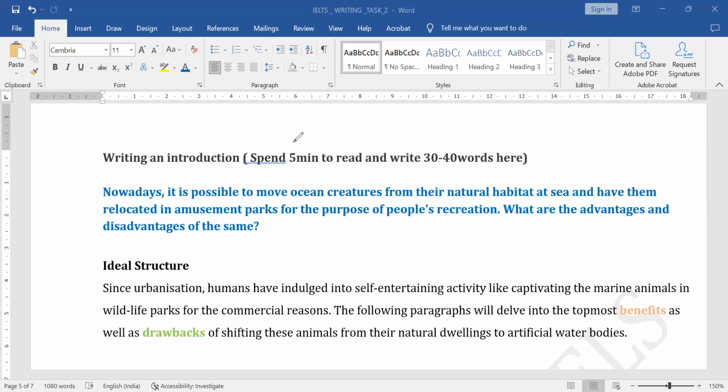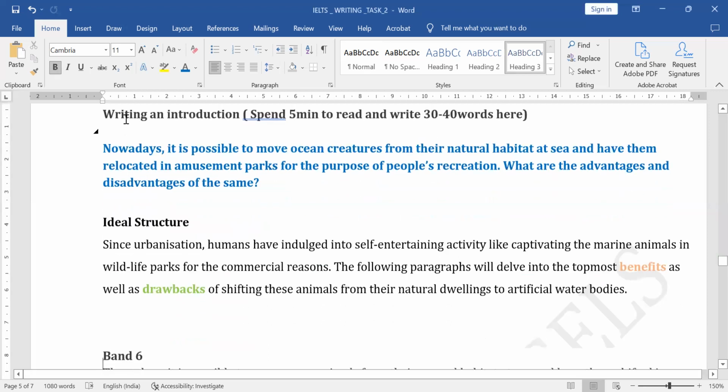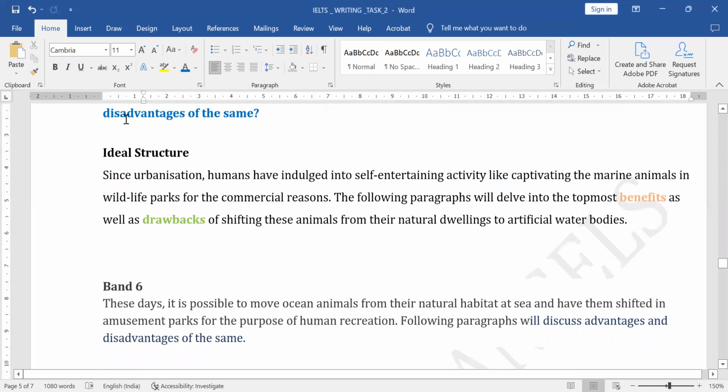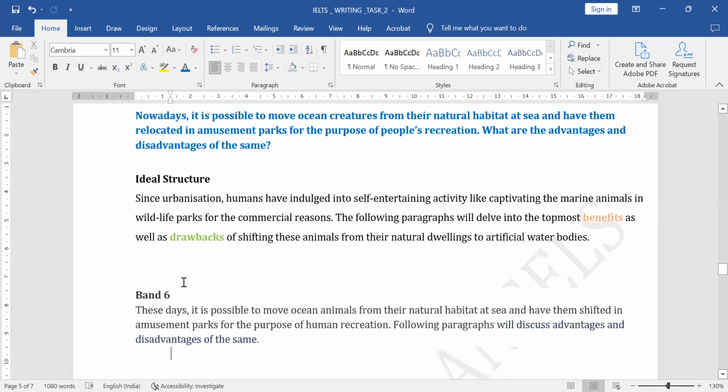All right. Now, why would anybody get band 6 in the introduction itself? Because they would do something like this. They would not paraphrase really well. So nowadays, these days, it is possible. What they're doing is just writing the same thing, but slightly paraphrasing.